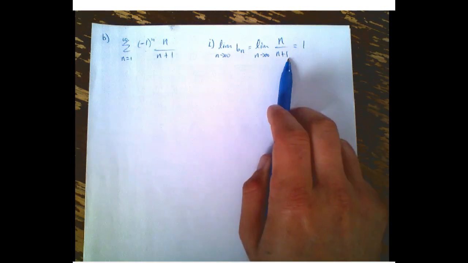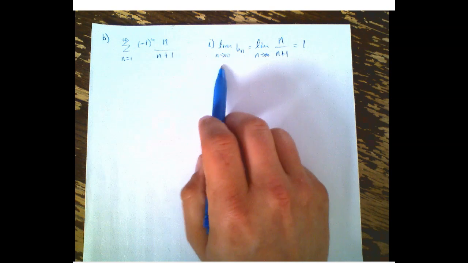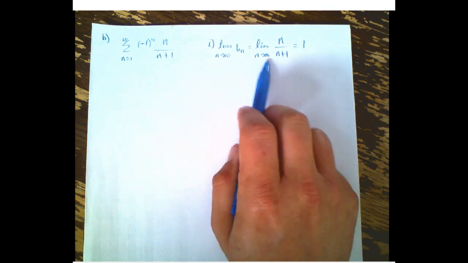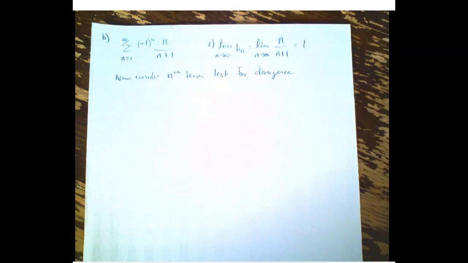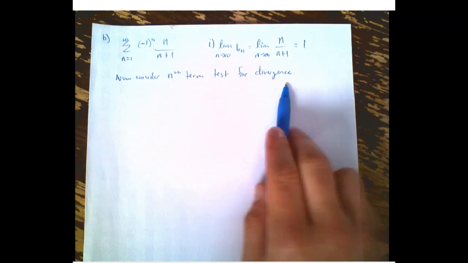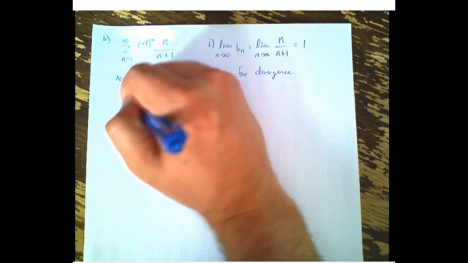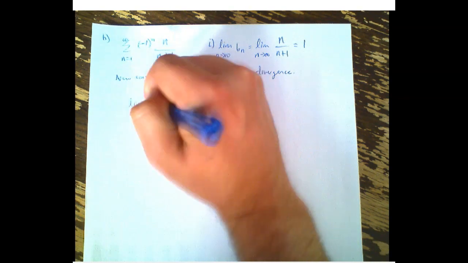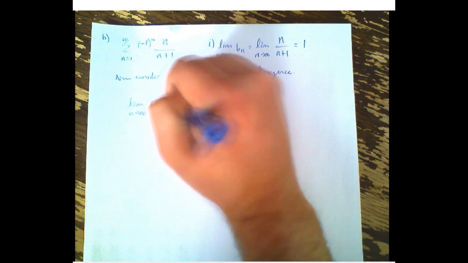So what we need to do is try the nth term test for divergence. So recall that the nth term test says we need to take the limit of the terms of the series and see what happens there. All right. So we take the limit as n goes to infinity of negative 1 to the n times n over n plus 1.